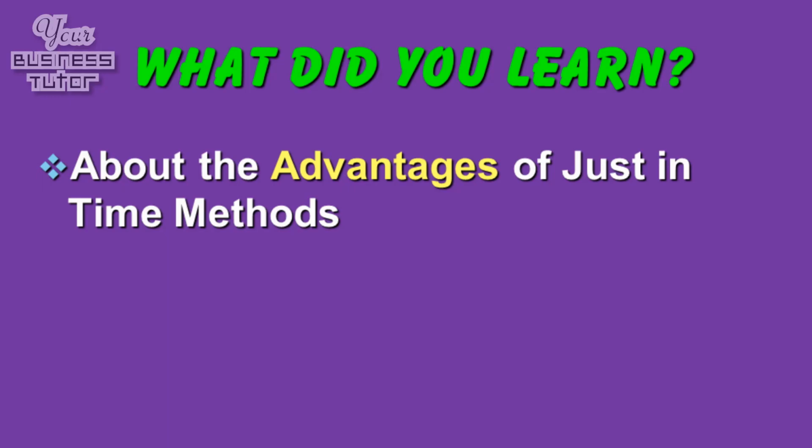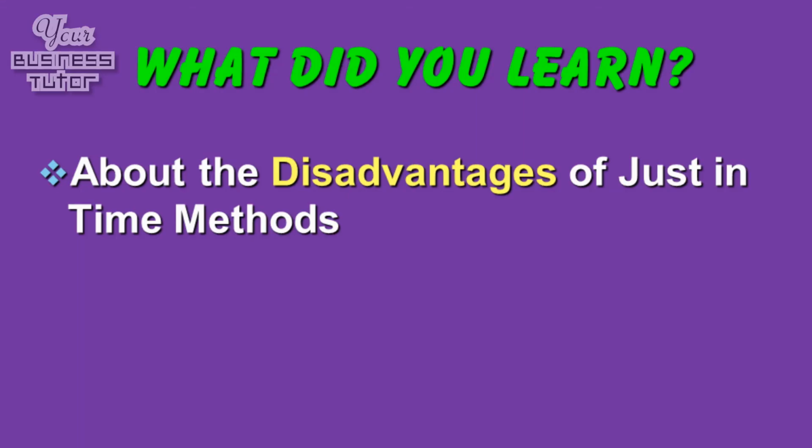Okay, so what did we learn in this presentation? Well, first of all, we found out what just-in-time methods are. Then we went on to investigate the advantages of just-in-time methods. And then finally, we explored the disadvantages of just-in-time methods. If just-in-time goes wrong, the consequences can be severe. However, as has been proved over the last 50 years, when JIT operates smoothly, it can have a massively positive effect on a business's efficiency, cash flow and bottom line.